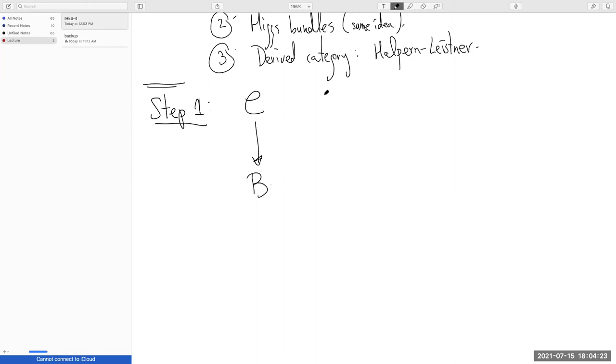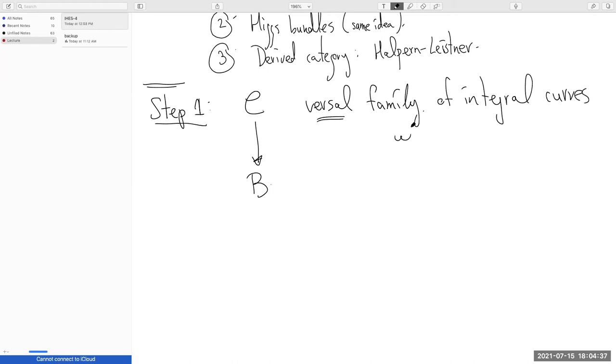And for us, what that will be is you can consider a versal family of integral curves with locally planar singularities. Locally planar means that all of the fibers of this map can locally be embedded inside of A2. So the embedding dimension is always 2 for all the singular points of the curves in question.